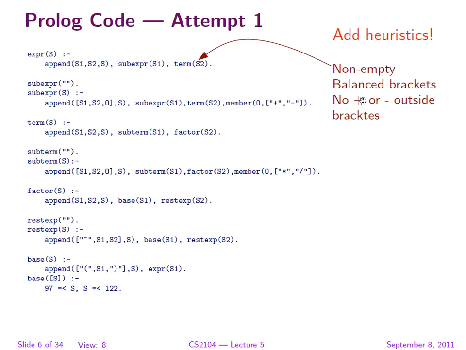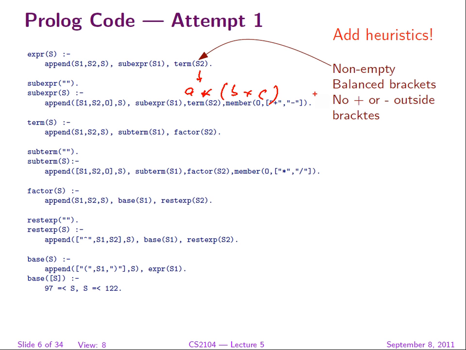So the second one is that there should be no plus or minus outside brackets. So if this S2 is something like A star B plus C, you see this plus inside brackets is fine. But outside of the brackets, the language of terms should not have plus or minus. Is this clear? And obviously, the brackets that we have inside should be balanced. The number of open brackets should be equal to the number of closed brackets. And as we scan the string from left to right, the number of open brackets that we have encountered must always be larger than or equal to the number of close brackets that we have encountered, right?